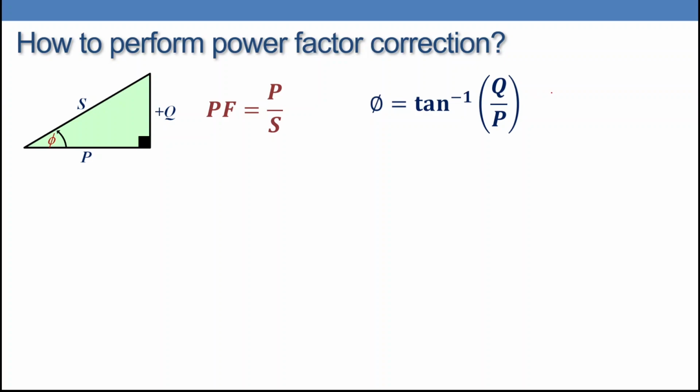We can write this equation another way. Q equals P tan phi. So that is for a certain phi. Assume in this triangle we have phi of 60 degrees. So the power factor is something like 0.5, cosine 60 equals 0.5. So what should we do?